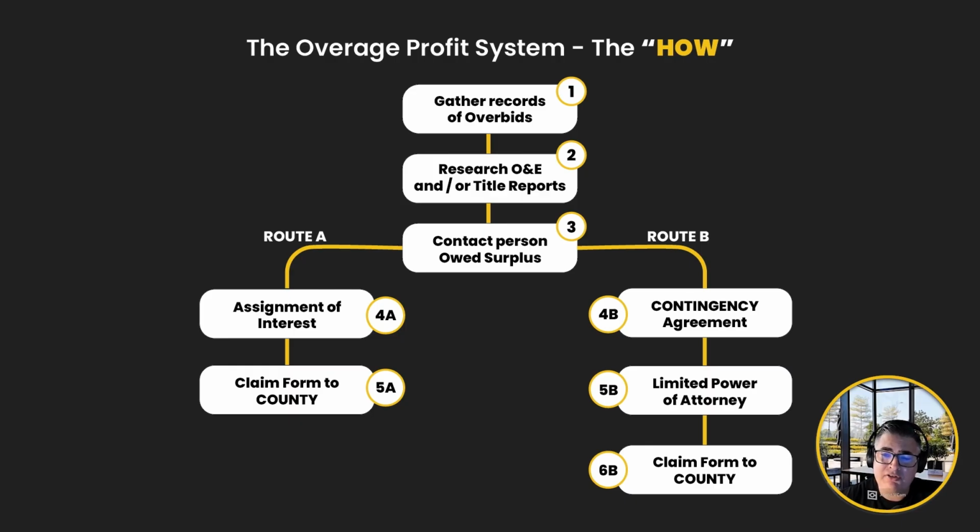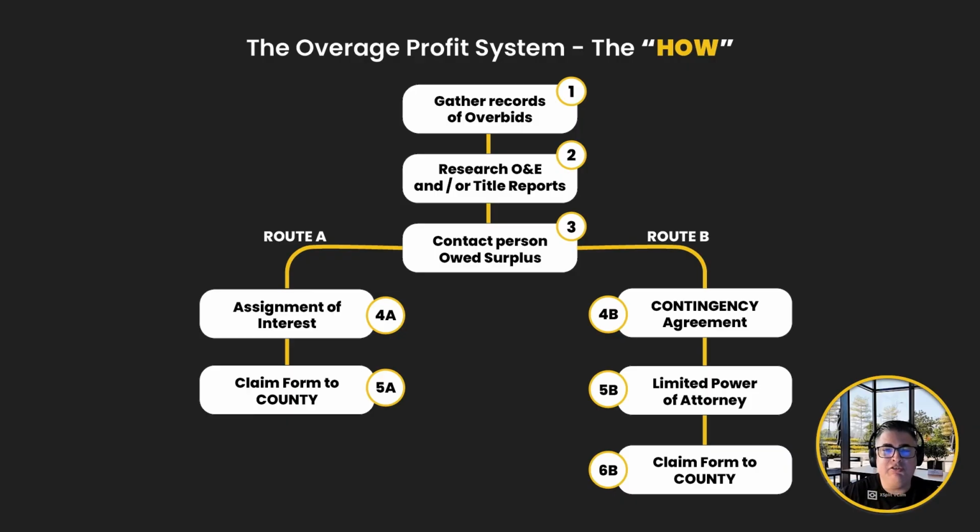On the right here, you have Route B, which is a contingency agreement. A contingency agreement will be required regardless, because this is the first document you're going to send to your client outlining what you're going to do and what you'll be paid. Then there's a limited power of attorney. This document allows you to act on their behalf to handle their affairs. So this document will give you authorization legally to file a claim on their behalf, and then a claim form to the county. So these are really the two routes you will take when filing a claim.